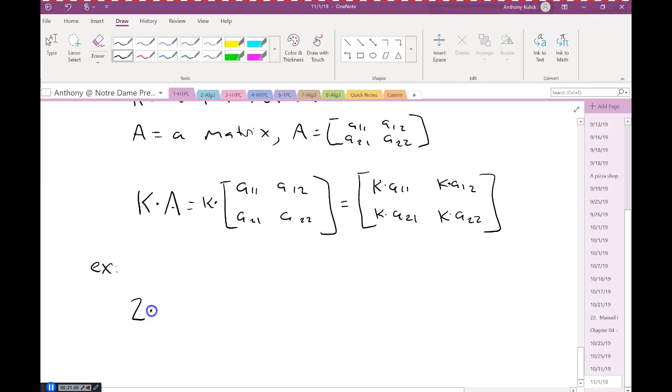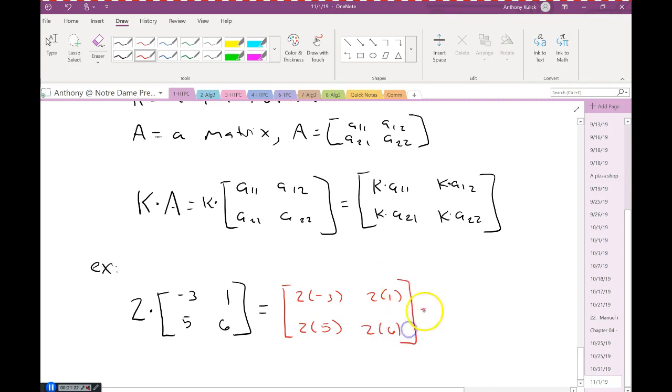So let's say I want to do 2 times the matrix, -3, 1, 5, 6. My definition for scalar multiplication says I'm going to take that scalar and multiply it to each entry in my matrix, which is going to give me this result.